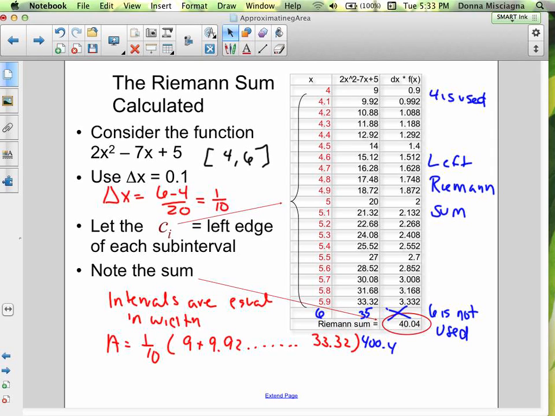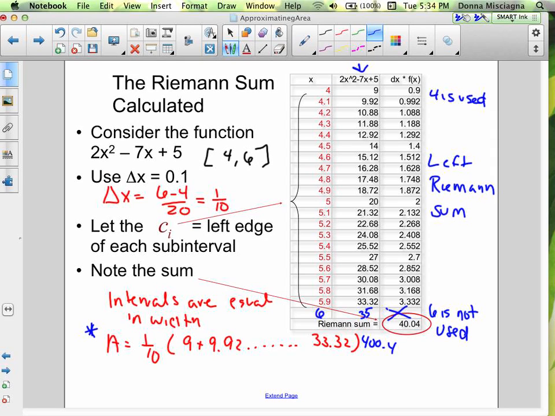All right, so to find the sum, they've already multiplied here by the change in x. If we were doing it only one time, we would have 1/10 times the values of the function. So the area would be 1/10 times 9 plus 9.92 plus 10.88 and so forth, and then we just multiply by 1/10 one time. That would make sense, right? Here, I guess they wanted to list everything out, or maybe they did it in an Excel sheet and it was already done. But they've already multiplied each value by the change in x.